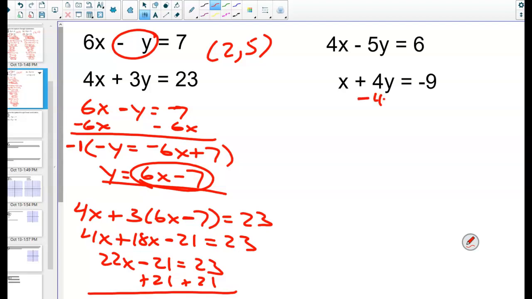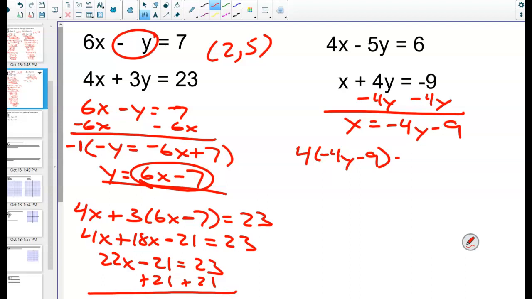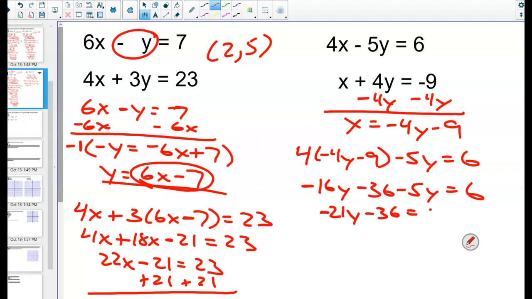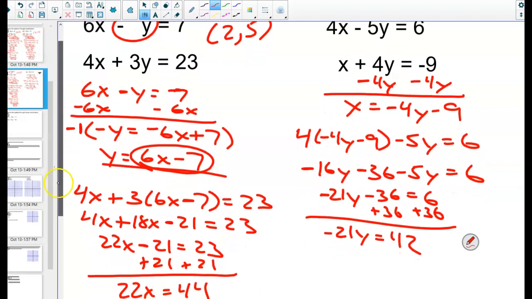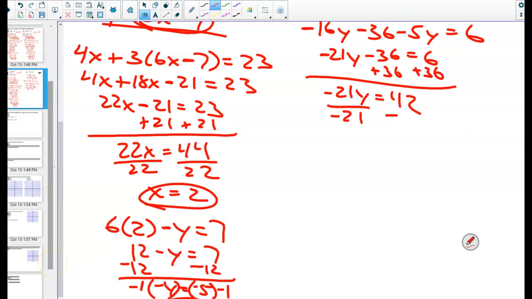Last one here, I can solve for simply just x. X equals negative 4y minus 9. And now I'm plugging in. 4 times negative 4y minus 9 minus 5y equals 6. We distribute. Negative 16y minus 36 minus 5y equals 6. Negative 16 and negative 5 is negative 21y minus 36 equals 6. We're going to add 36 to both sides. Negative 21y equals 42. We divide negative 21 on both sides. My y equals a negative 2.